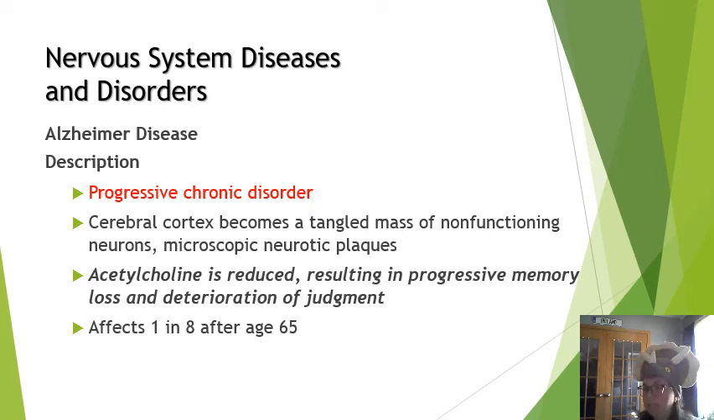Alzheimer's disease. So we're going to get into some degenerative mental disorders. Alzheimer's disease is a very progressive chronic disorder. It is where the cerebral cortex becomes a tangled mass of non-functioning neurons, microscopic neurotic plaques, acetylcholine is reduced, resulting in progressive memory loss and deterioration of judgment. It is a sad degenerating disease that affects 1 in 8 adults after the age of 65. This is why so much research and time is put into this disease to try and find a cure.